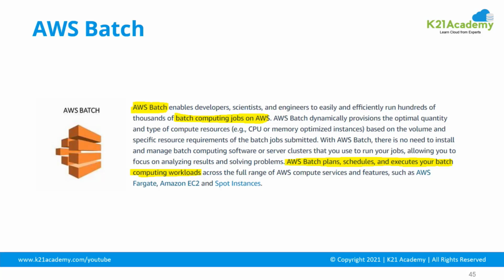Then you have the last service in compute, which is Batch. Your companies might have a requirement to run a batch job, for example, a daily transfer to banks, or files to be processed, or a month-end or year-end batch processing job, and so on. So AWS Batch gives developers batch processing computing on AWS. With AWS Batch, you can plan, schedule, and execute your batch computing workloads.